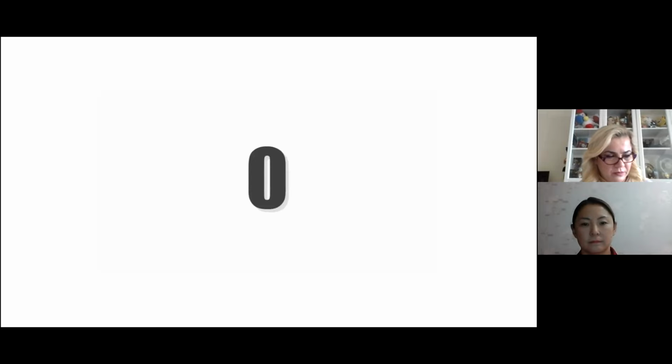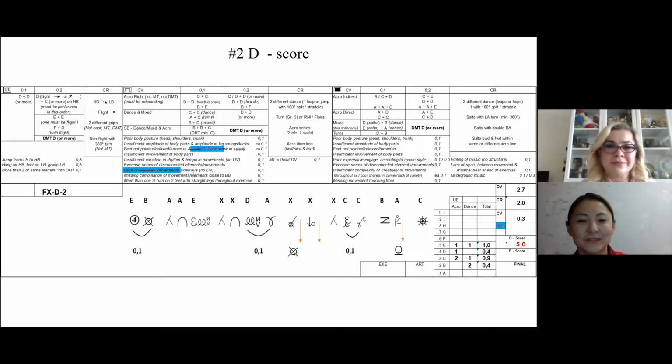Time over. Let's check. It's a very interesting routine. We can see a turn connection, E plus B, 0.1. Second acro line, double tuck salto forward, direct acro connection, plus 0.1. DA, DA.